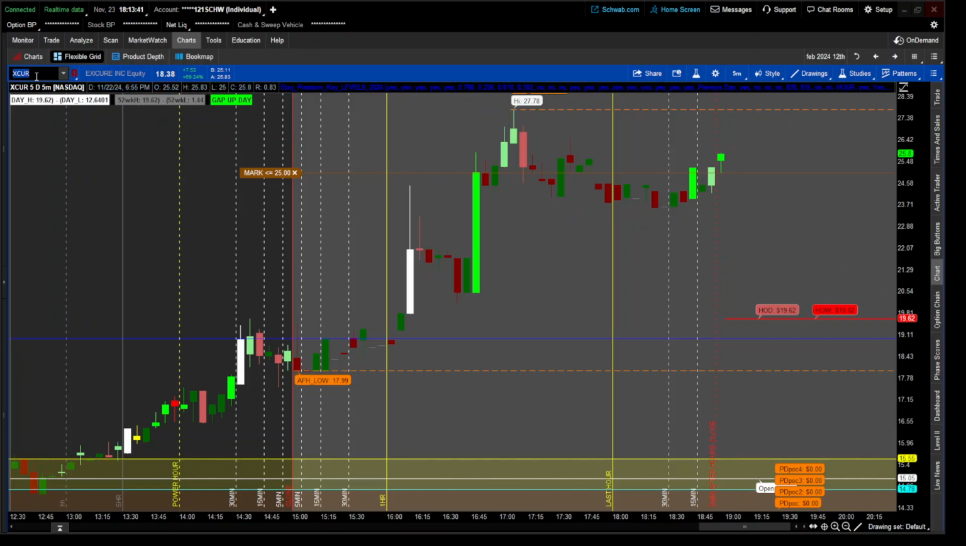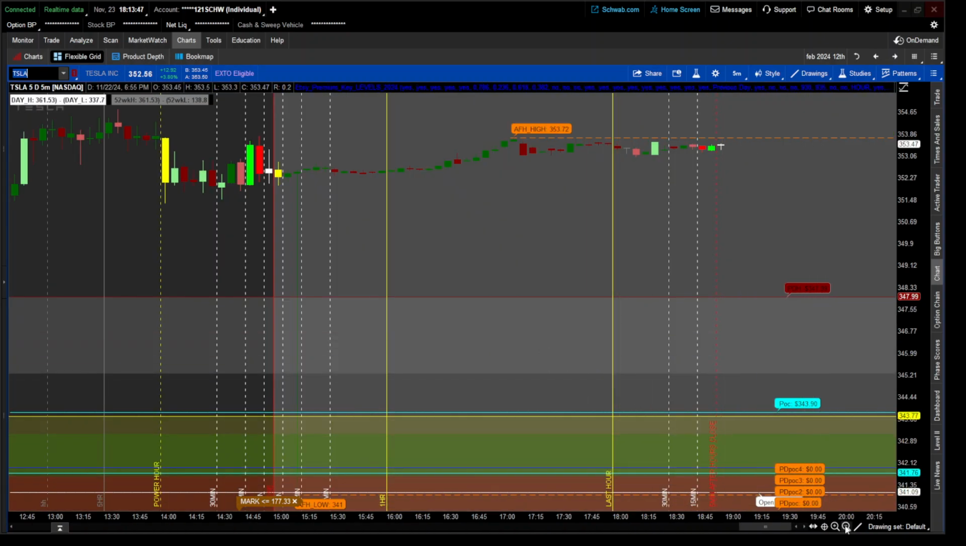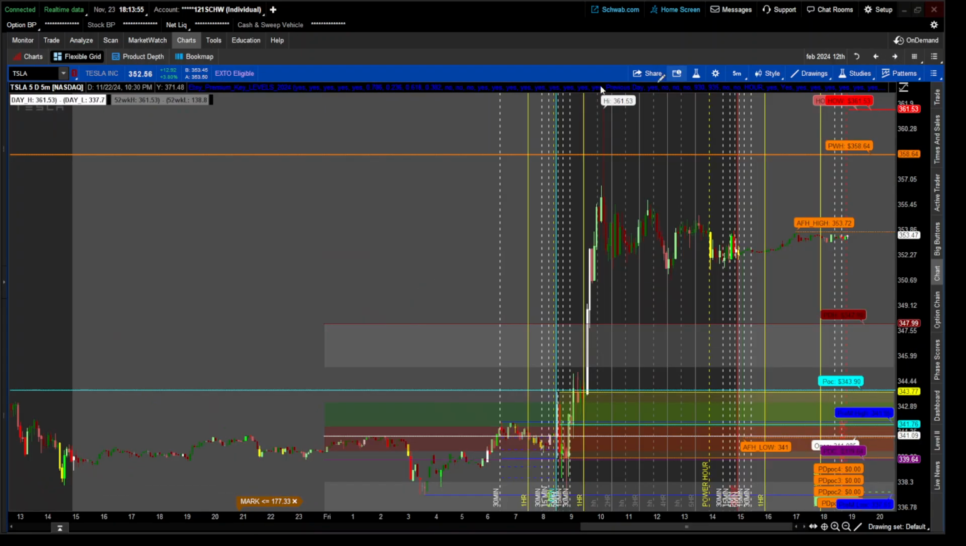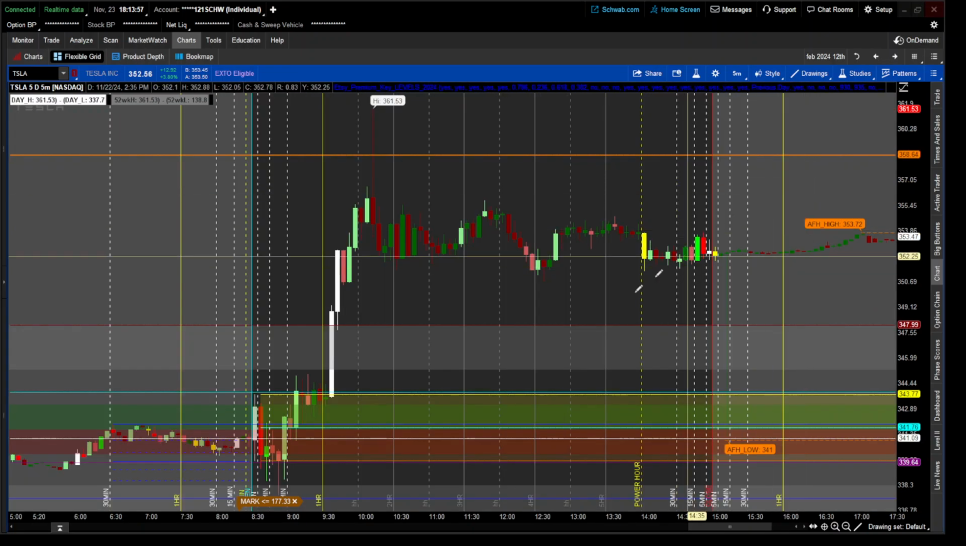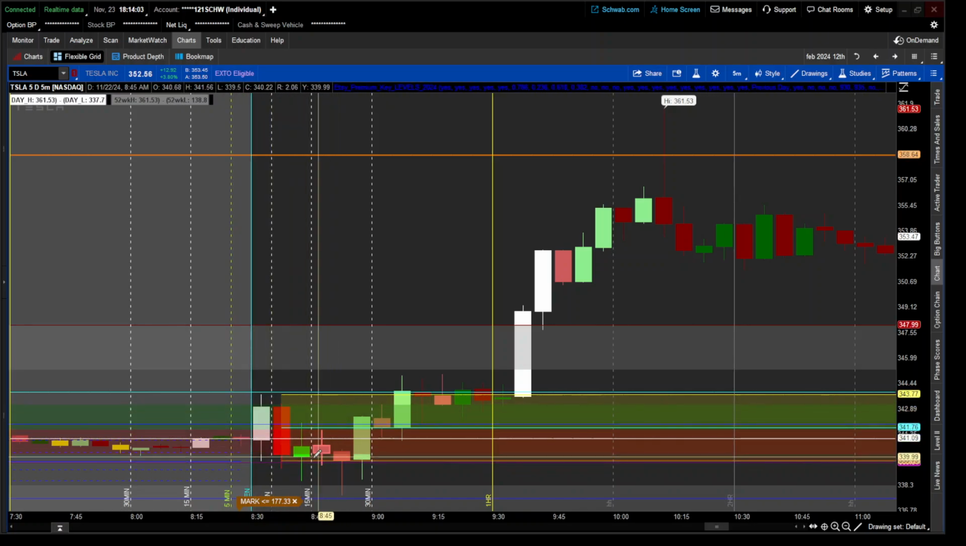What other stock? Tesla was good. And because I have it on a monthly, those POCs are not going to show up unless I have on a 30-day chart. But Tesla had a nice play too. If you took this first 5 minute trade, it came to this 5 minute low, and I would have taken this trade at these lows.